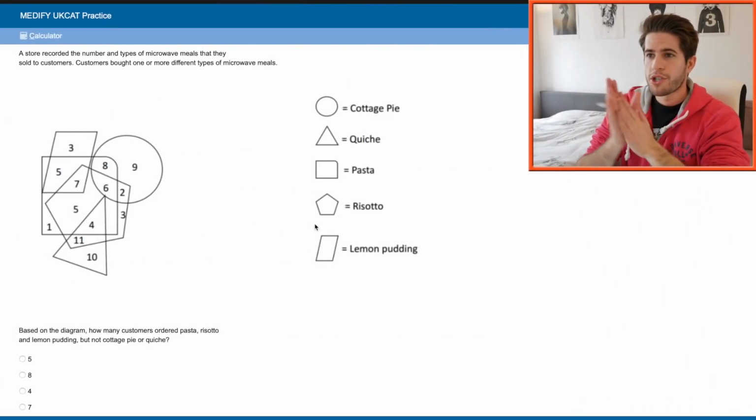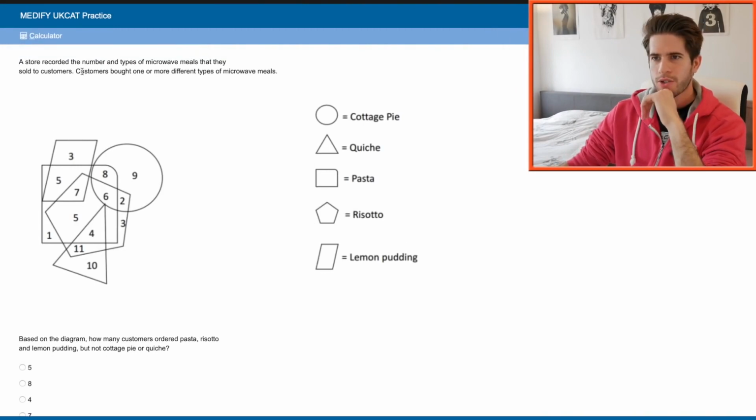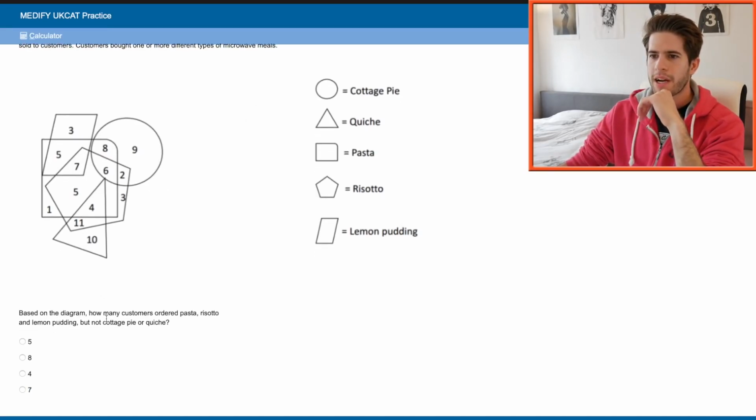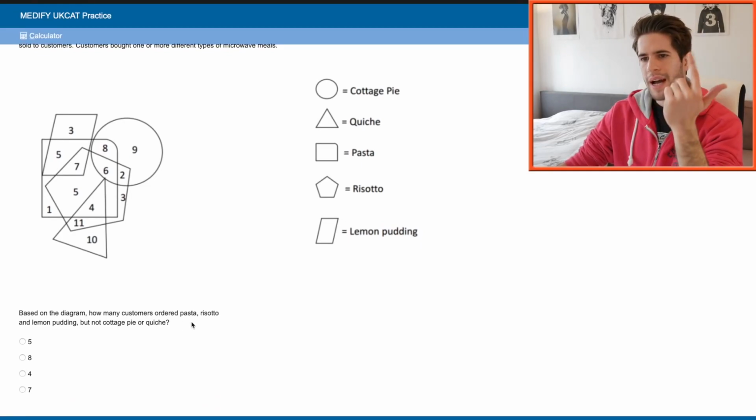Another Venn diagram question, our favorite here on YouTube. A store recorded the number of types of microwave meals they sold to customer one. I told myself I didn't want to read the paragraph. Moving on to the questions. Based on the diagram, how many customers ordered pasta, risotto, and lemon pudding, but not cottage pie or quiche? All right, one step at a time.